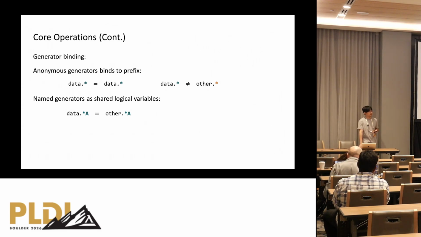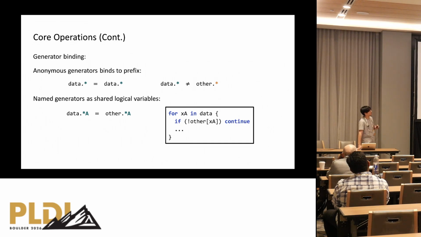But if we have named generators on two distinct prefixes, like data.star A and other.star A here, it will actually perform a co-iteration on the two collections. And in the generated code, it will look something like this. For all the star A values in data, it will check the existence on the other collection, and if it does not exist on the other collection, we just continue. So this actually gives us co-iteration and also inner join semantics for objects.